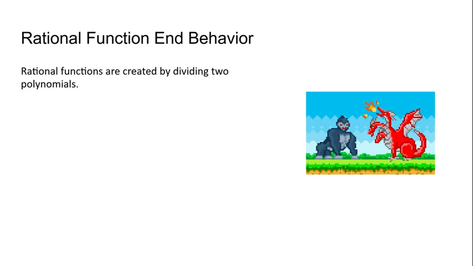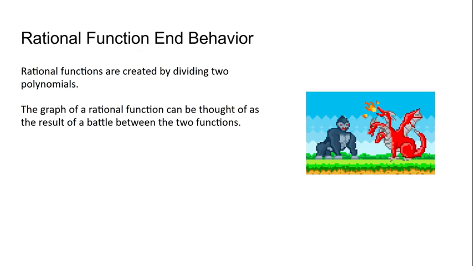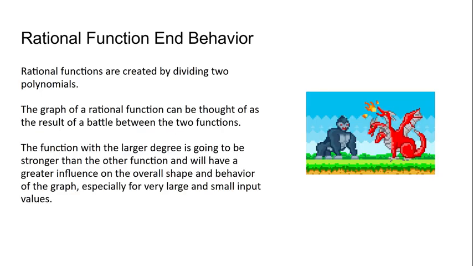End behavior. Now, rational functions are created by dividing two polynomials. And the graph of a rational function can sort of be thought of as a result of the battle between the two functions. So they're fighting it out, the numerator and the denominator. The function with the larger degree is going to be stronger than the other function and will have a greater influence on the overall shape and behavior of the graph, especially for very large and very small input values.